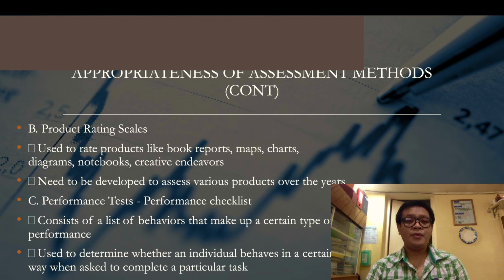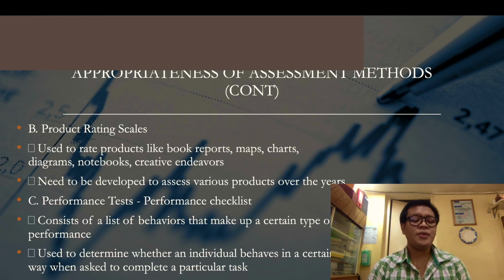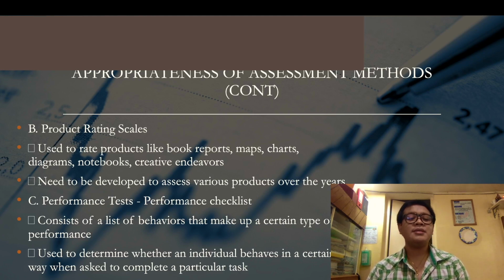Appropriateness of assessment method, which is to be continued. Letter B is product rating scales. It is used to rate products like, say, for example, book reports, maps, charts, diagrams, notebooks, and creative endeavors. We also need to develop these in order to assess various products over the year. And letter C, performance test. It's more into the performance checklist of the student. It consists of the different behaviors that make up a certain type of performance, and it's used to determine whether an individual or a learner behaves in a certain way when asked to complete a particular task.